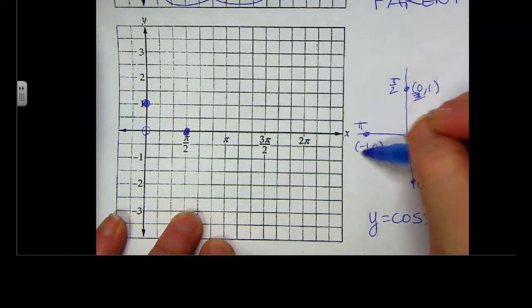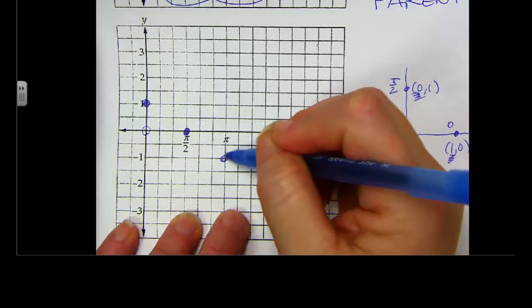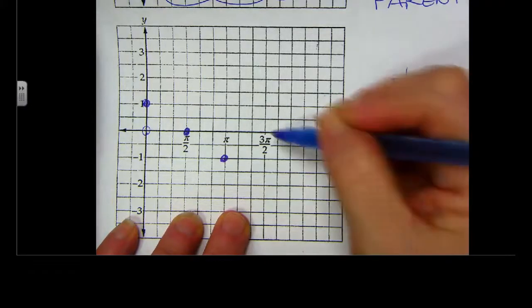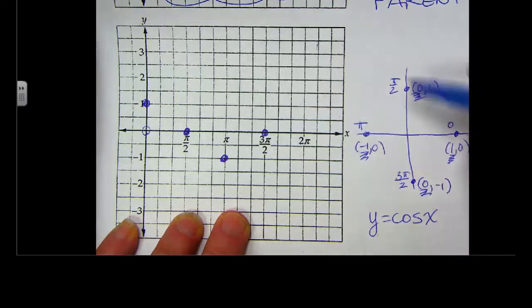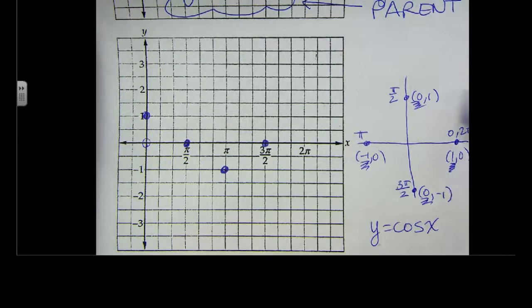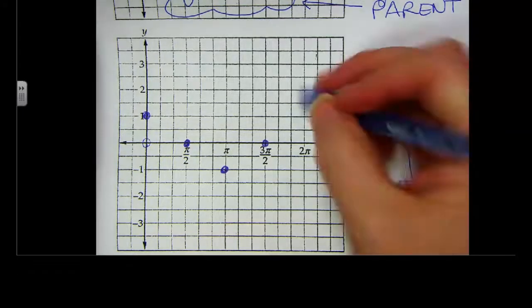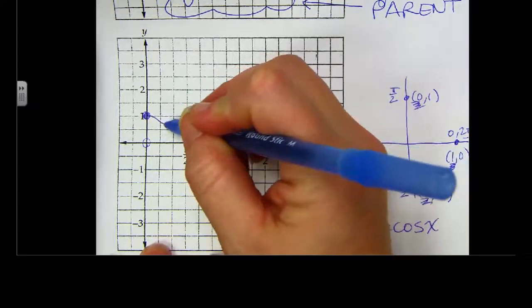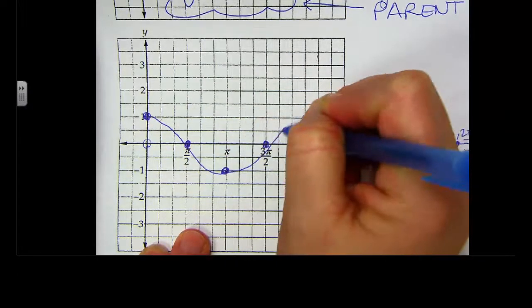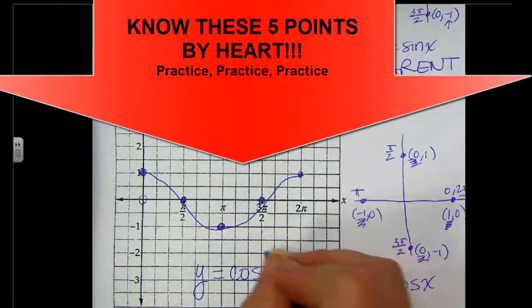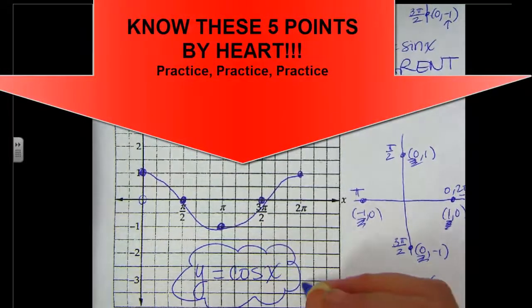At pi radians, cosine's negative 1, I plot pi, negative 1. And at 3 pi halves radians, cosine is 0, plot it. And finally back at 2 pi radians, cosine is 1 again. So I plot 2 pi, 1. And again I connect those 5 points that you need to know really well with a smooth curve. That is your parent cosine graph.